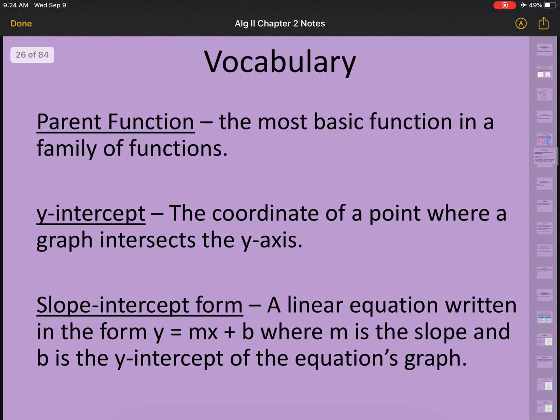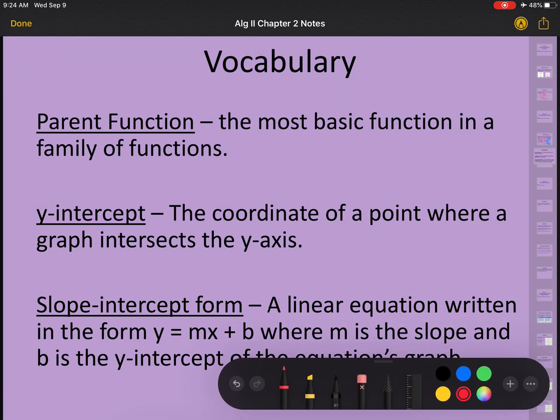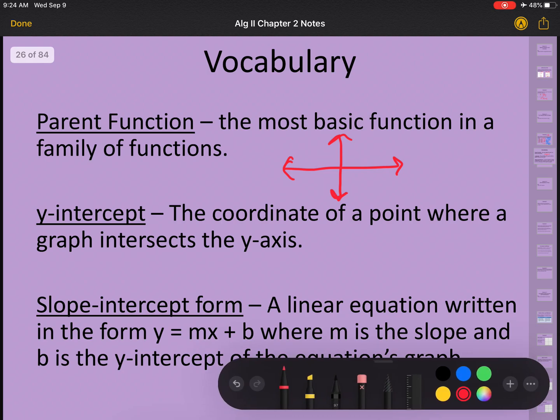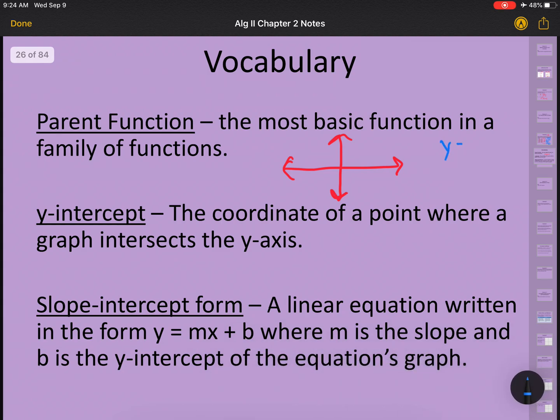A little bit of vocab. A parent function is the most basic function in a family of functions. What we're going to look at in this section is the parent function of a linear equation or a line. To kind of rough sketch it, the parent function of a linear equation is just y equals x. It has a slope of 1/1, and it goes through the origin, where it has a y-intercept of 0.